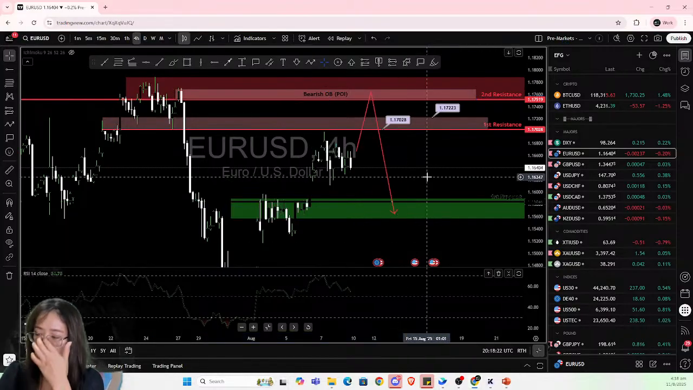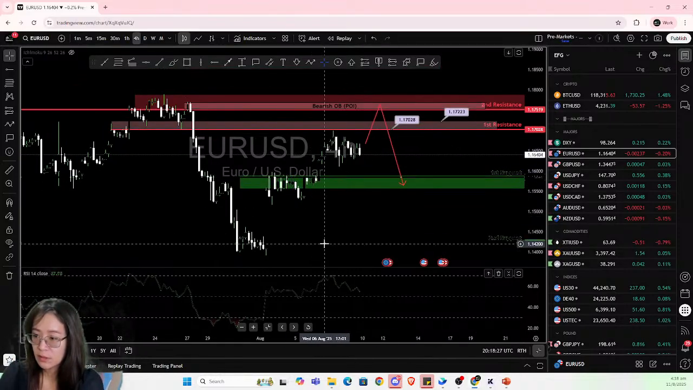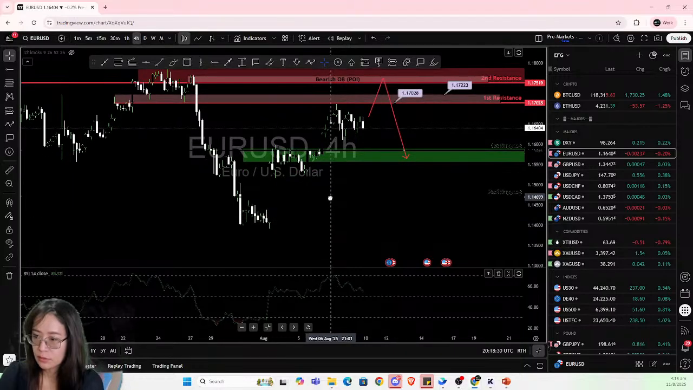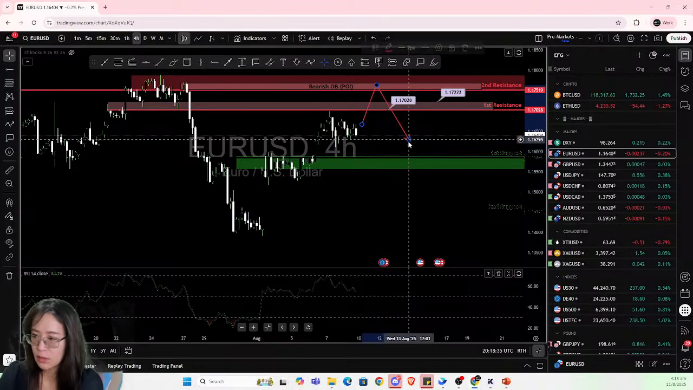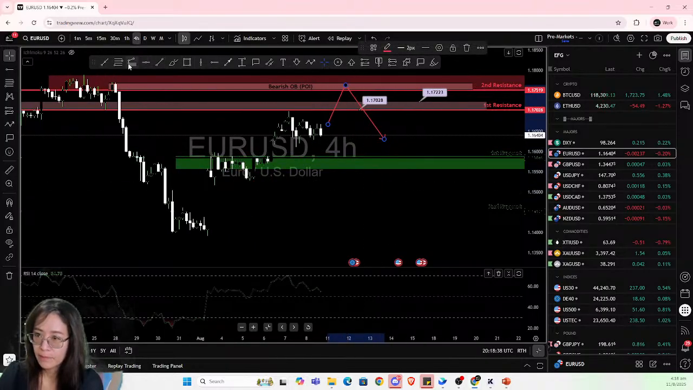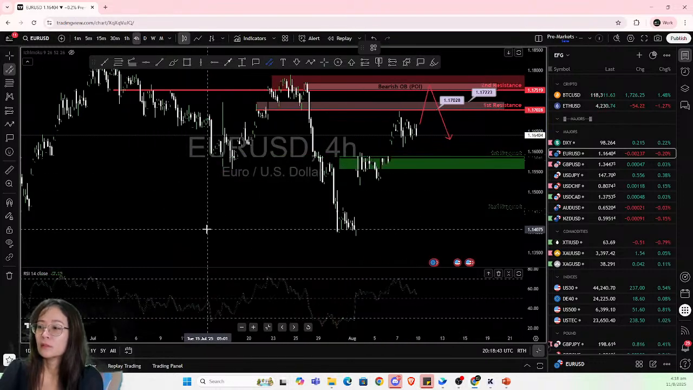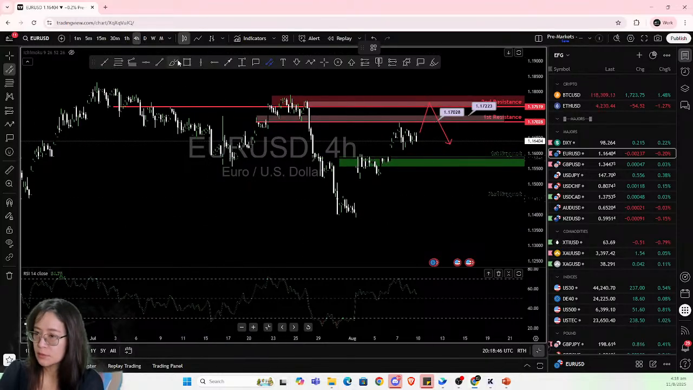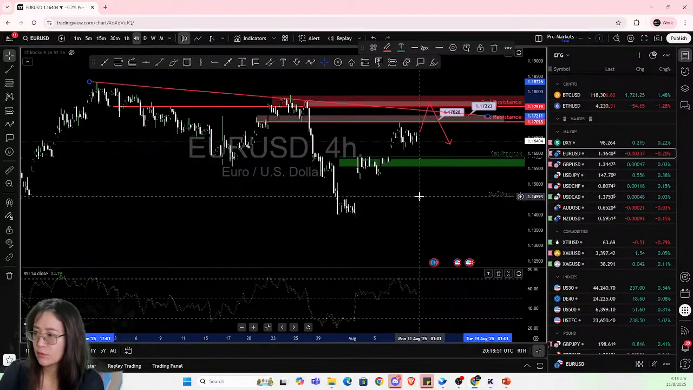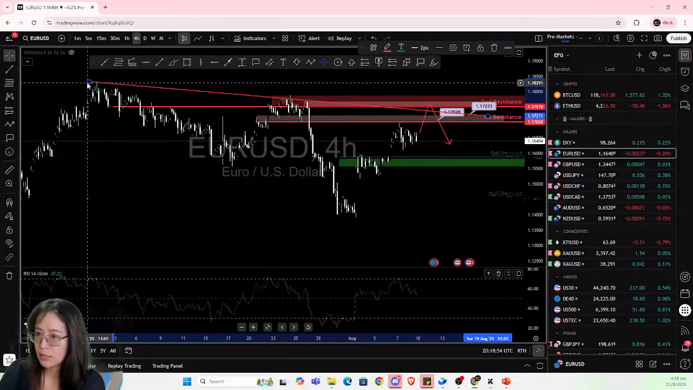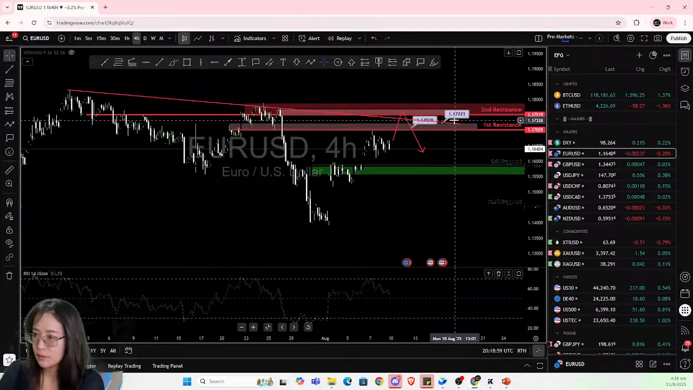Okay, right here. And then we will target here for the first support, which is the demand zone here, and this is going to be your second support. So basically, target TP1 or TP2 here. Okay, let me see, somewhere around here, the trend line. You could see the trend line like that as well, either here or somewhere around here.